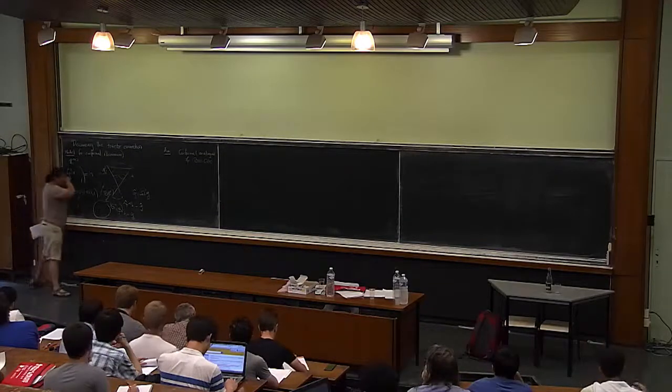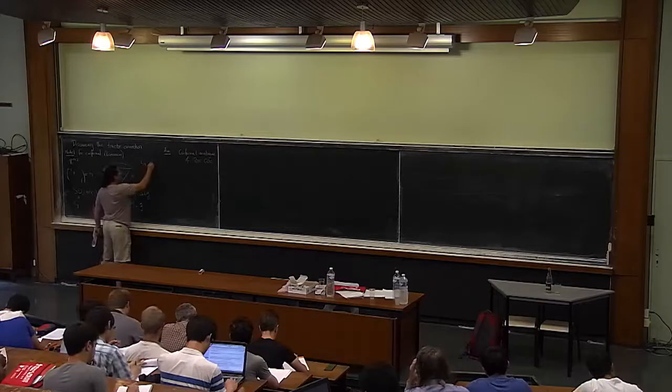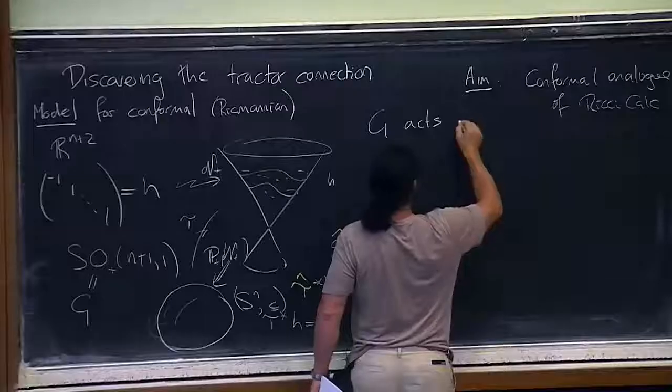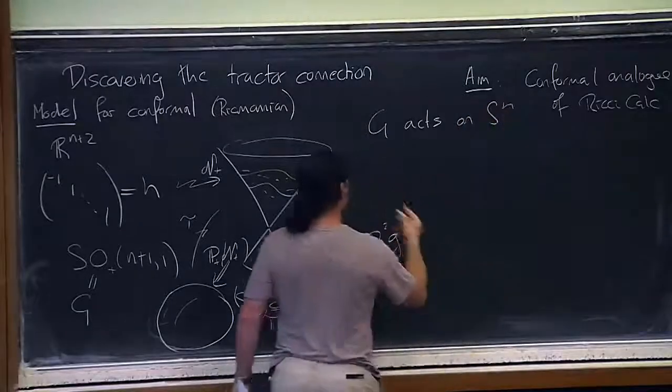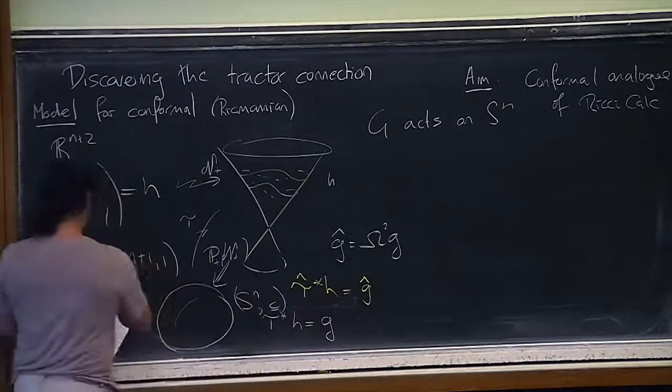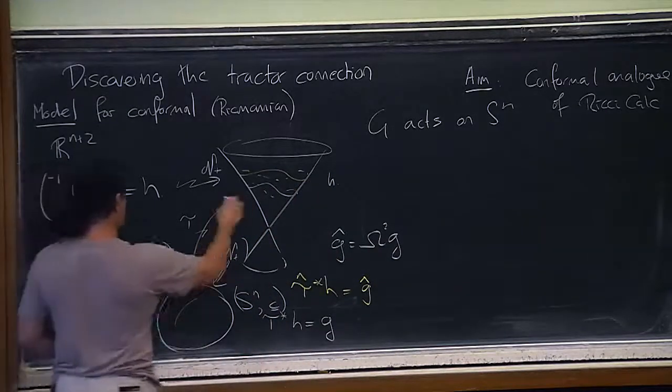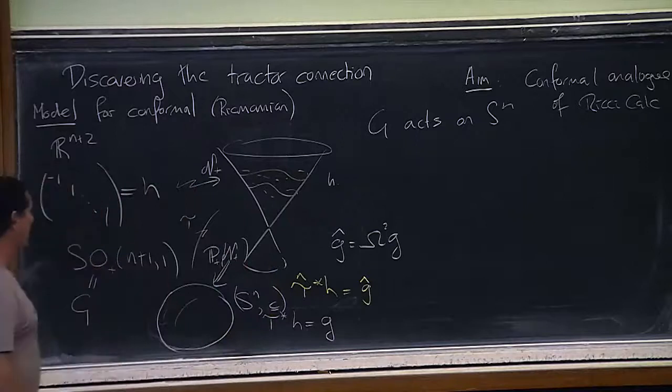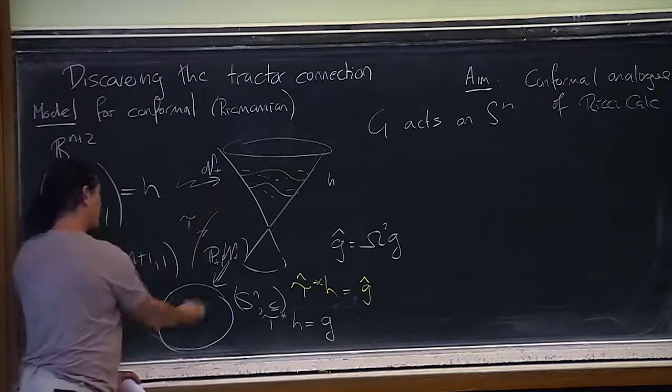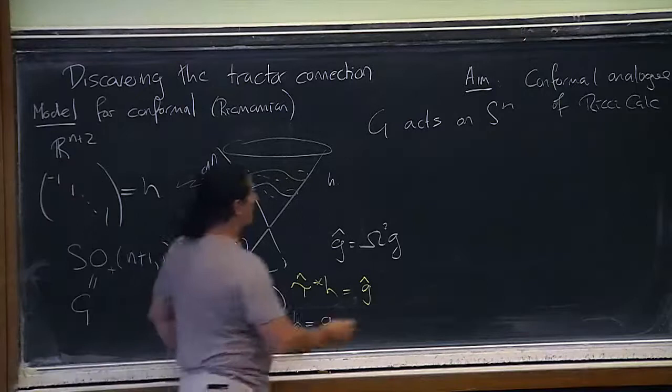I'll just call that G for simplicity. So Gx on the sphere, and of course, by construction, this is the group preserving this null cone, and so it preserves all the things I've said here. So it must act conformally.